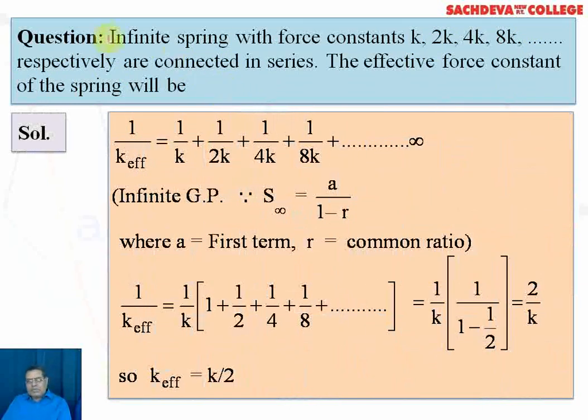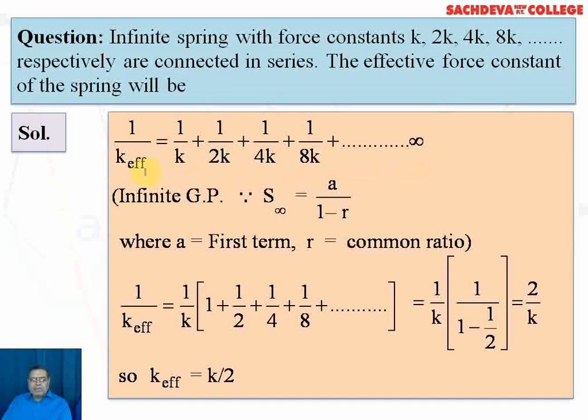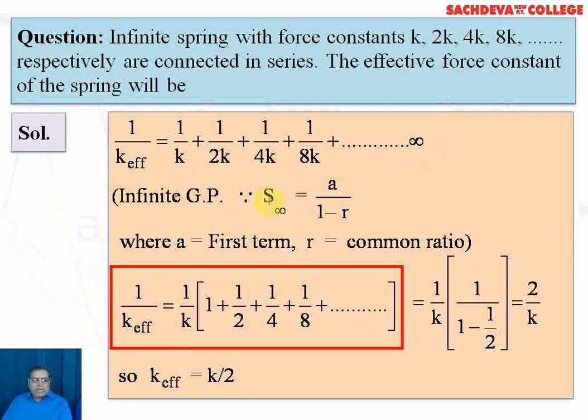So to solve this question, 1 over k effective is 1 over k plus 1 over 2k plus 1 over 4k plus 1 over 8k plus so on up to infinity. Now what we find is that k is taken out common. So 1 over k is common. So 1 over k effective will be 1 over k into 1 plus 1 by 2 plus 1 by 4 plus 1 by 8 and so on.